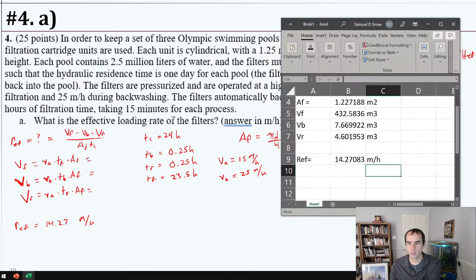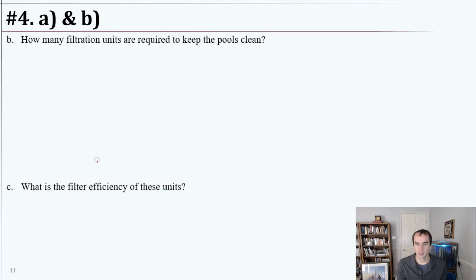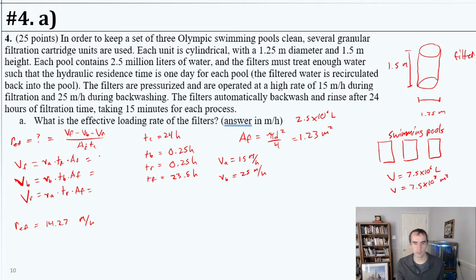Okay, and one thing I'm going to do here just to make sure this is all written up here for everybody is write those in real quick. So this VF was 432.6 cubic meters. The backwash was 7.67 cubic meters, and the rinse was 4.60 cubic meters.